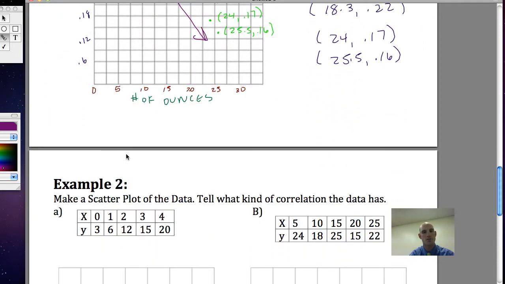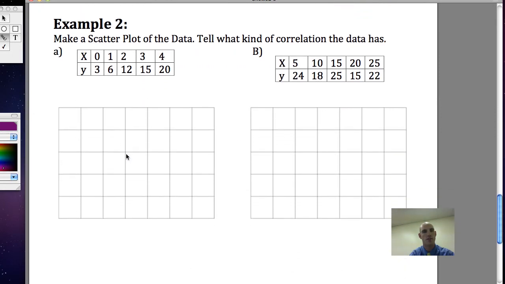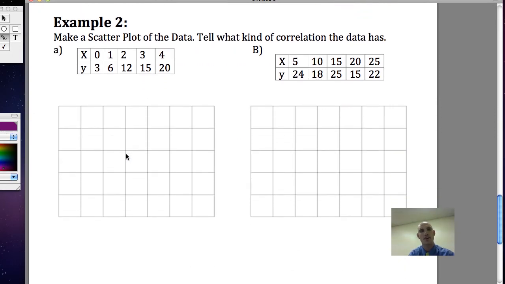Here's a couple of examples for you to do, and I've given you the graphs along with them. Go ahead and try to plot these, and if you need to, write out those ordered pairs and plot those on your graph. All right, guys, try these.